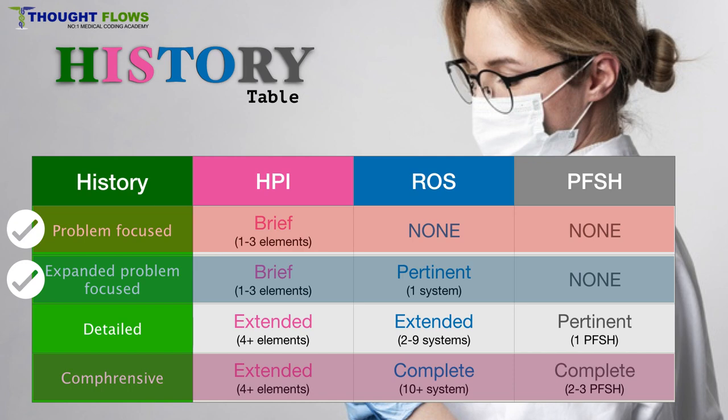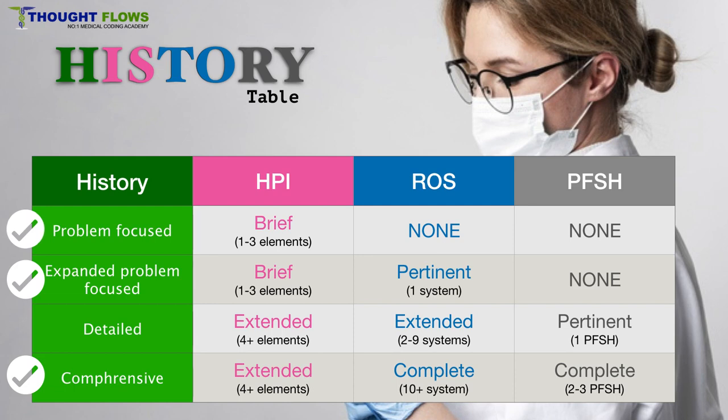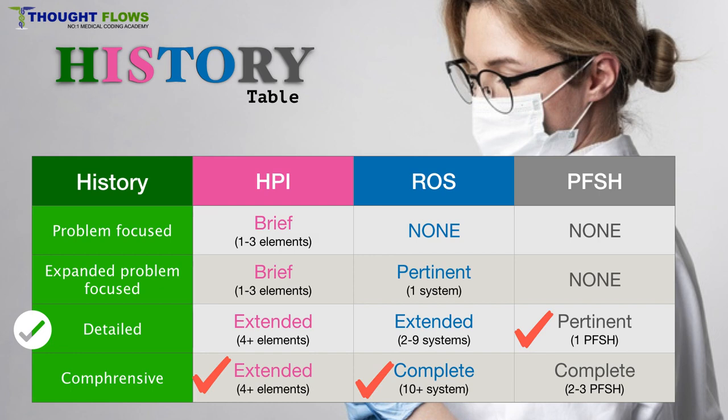Likewise, if you want to take comprehensive history, the HPI should be extended, ROS should be complete, and PFSH also should be complete. This table is the 3x3 rule. If the three components are met, then only we can take the specific level of history. If not, it has to be downcoded. So we'll see one example. If the doctor did HPI extended, ROS complete, and PFSH pertinent. In this case, the level of history is detailed because in order to take comprehensive, the PFSH should be complete. As it is not met, we have to go for downcoding and we are taking history as detailed.